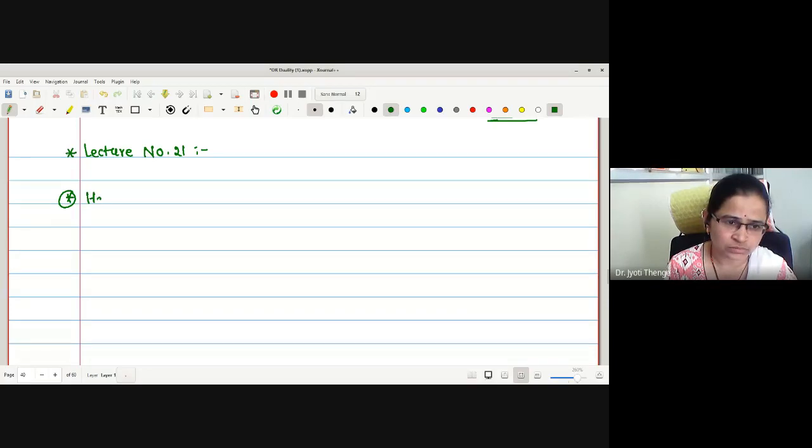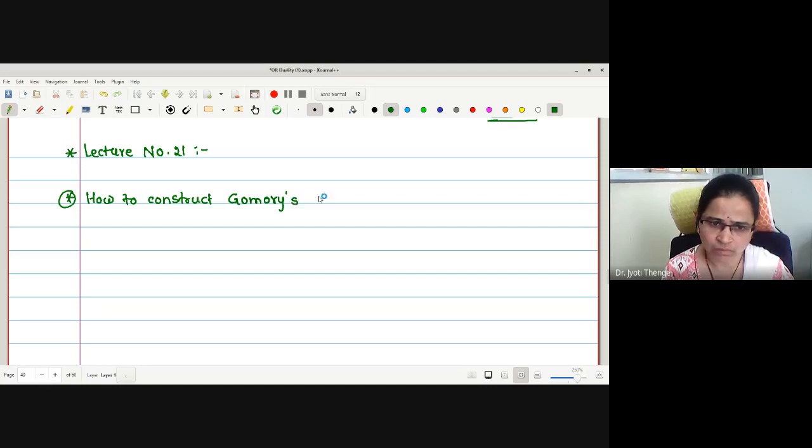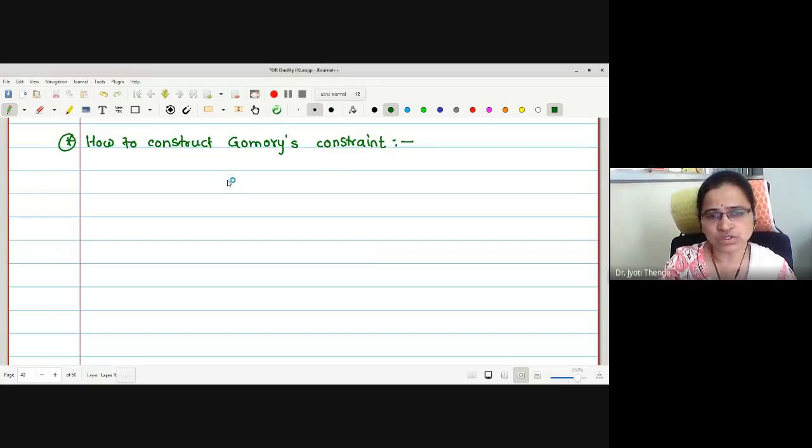How to construct Gomory's constraint? In order to understand this, we are going to start with the optimal simplex table of the given LPP. Optimal simplex table means it will be the last table of the linear programming problem. Is that fine to everyone? Okay, therefore, let me just start this method.